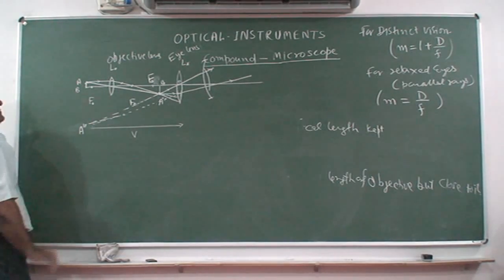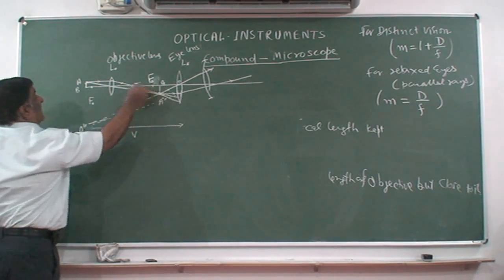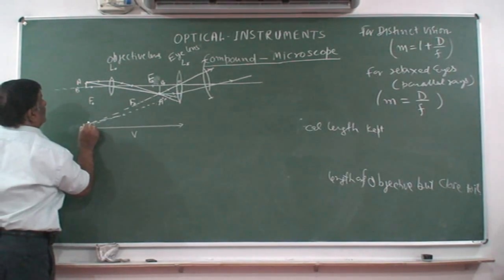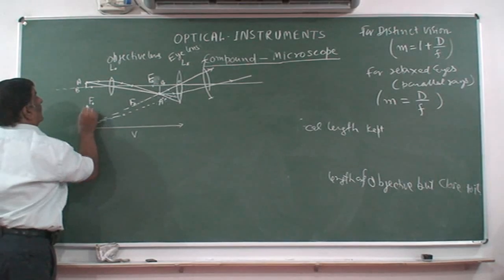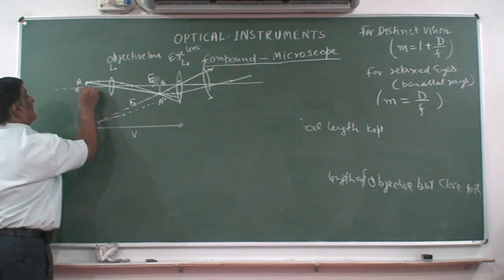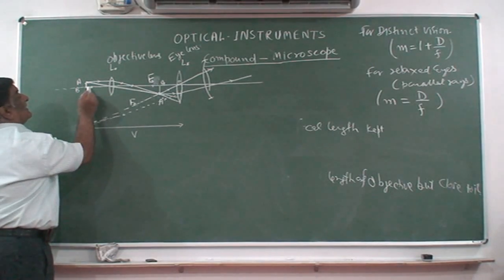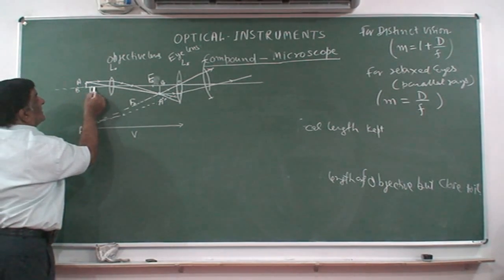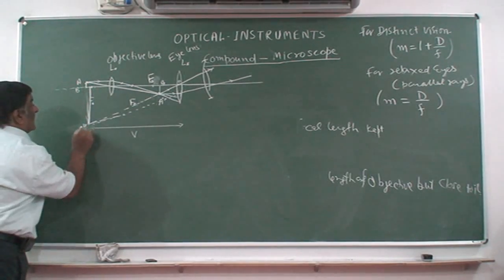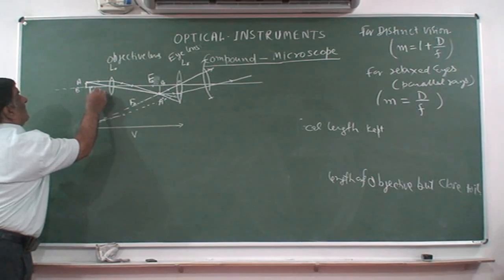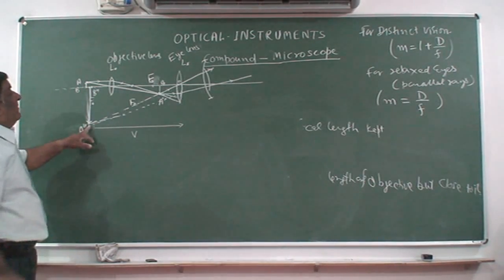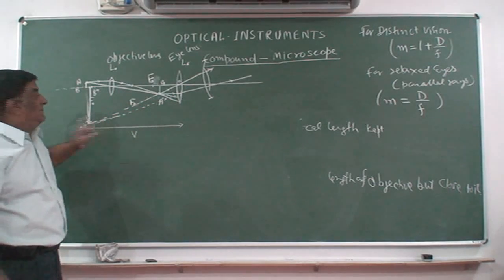Then image of B is always on the principal axis and we draw a line here. Let us draw a line here, anywhere, straight. It has no connection that it should be on this side or on this side. It can be anywhere. This is A double dash and this is B double dash. This point. Now this is the final image made by the second lens.